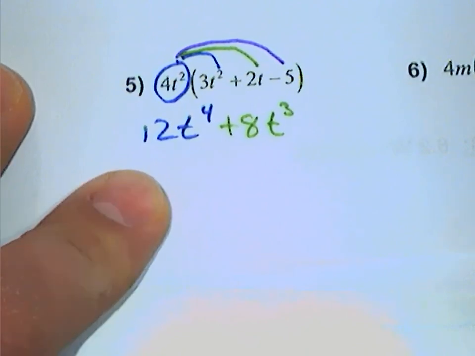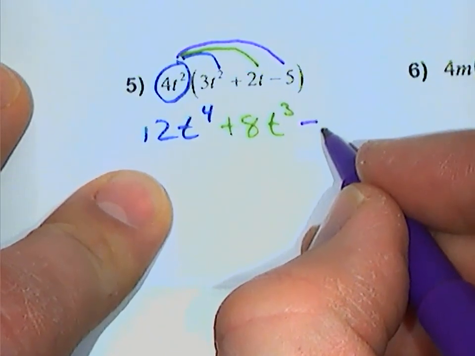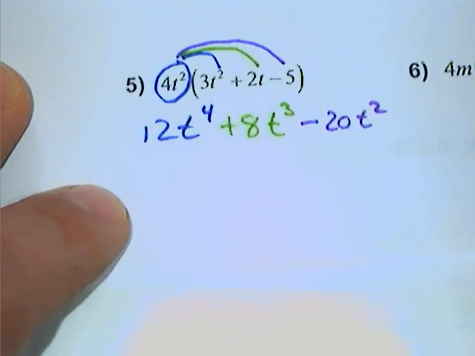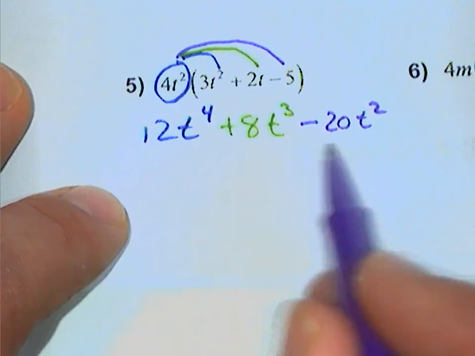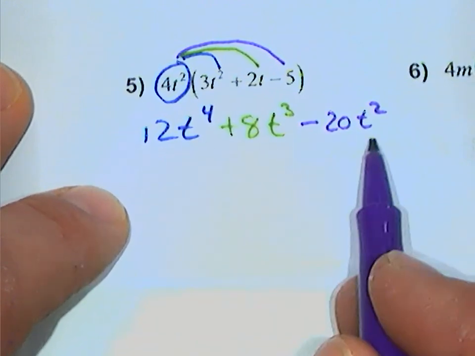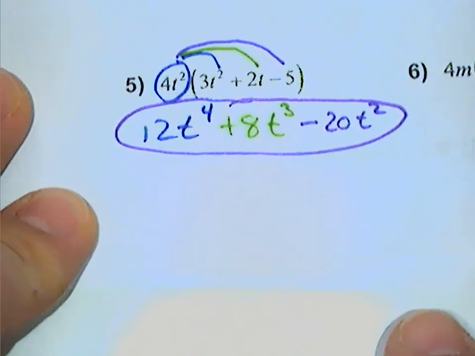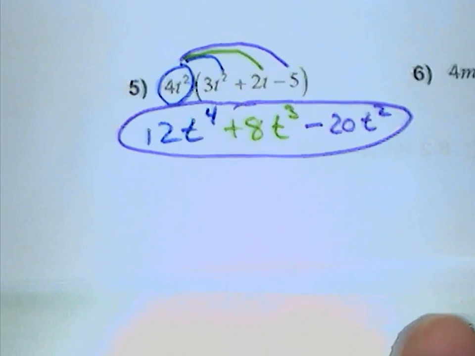Last but not least, I've got 4t squared times negative 5. That is now negative 20t squared. Can I put all these guys together? No way. This is a t to the 4, t cubed, t squared. These are all different, or what we call unlike terms. So we can't do that. Okay, final answer.